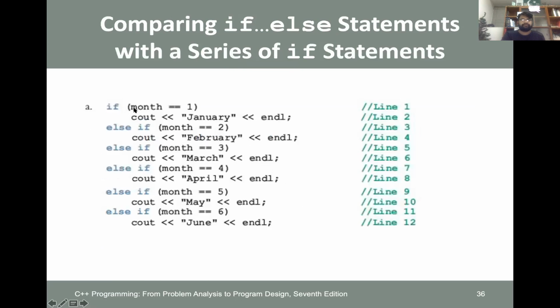So similarly, if month is equal to 1, then you cout January. Otherwise, if month is equal to 2, you cout February, and so on until month 6. You are comparing them.